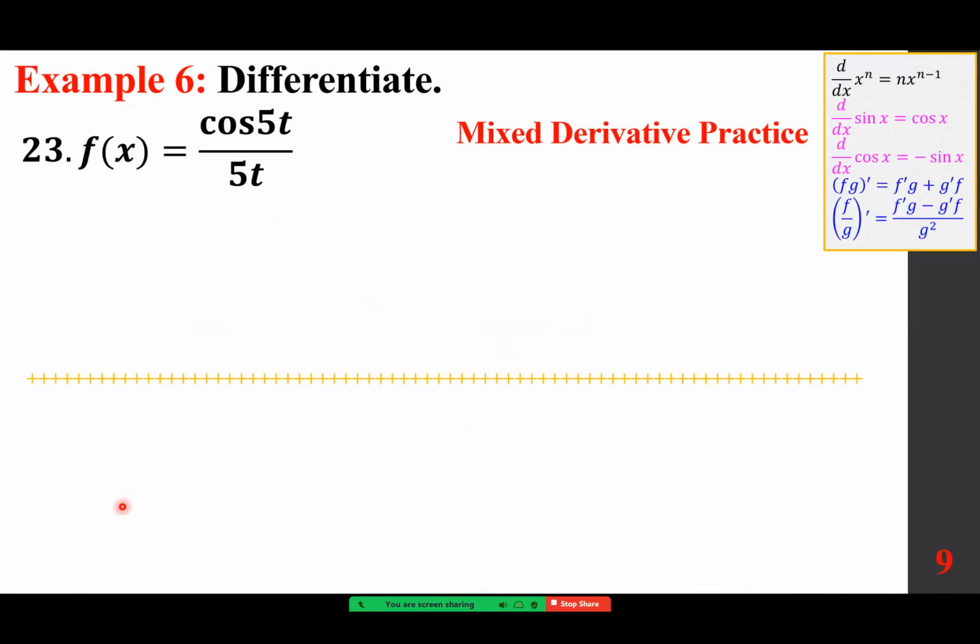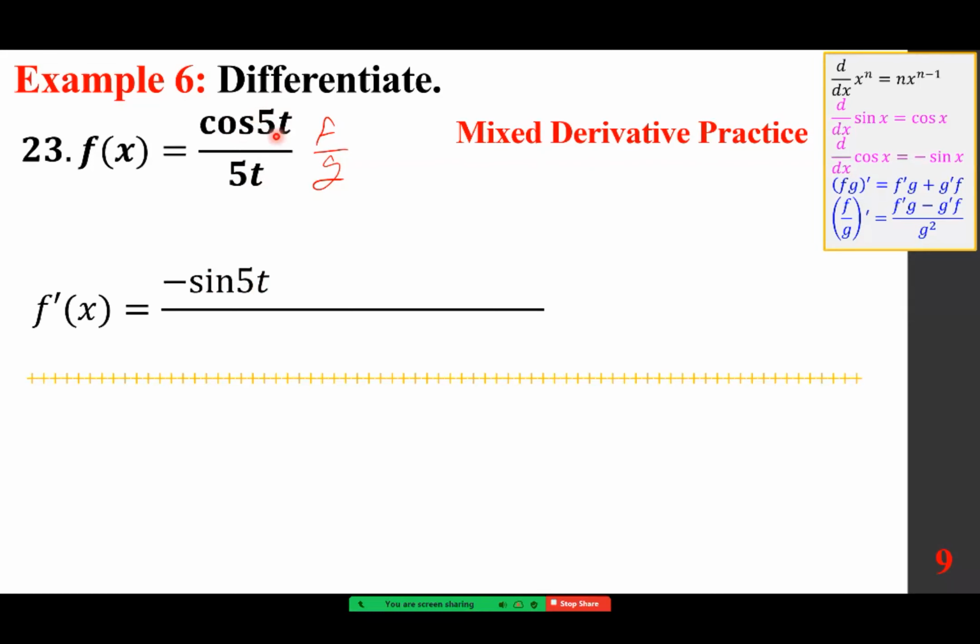You want to differentiate this using the quotient rule. We're going to write f over g. So we are going to go with f prime g minus g prime f over g squared. And please understand this is cosine. The derivative is negative sine. So cosine and pause, negative sine. Negative sine of what? Whatever the argument is, negative sine of 5t. So cosine gives you negative sine with the same argument.